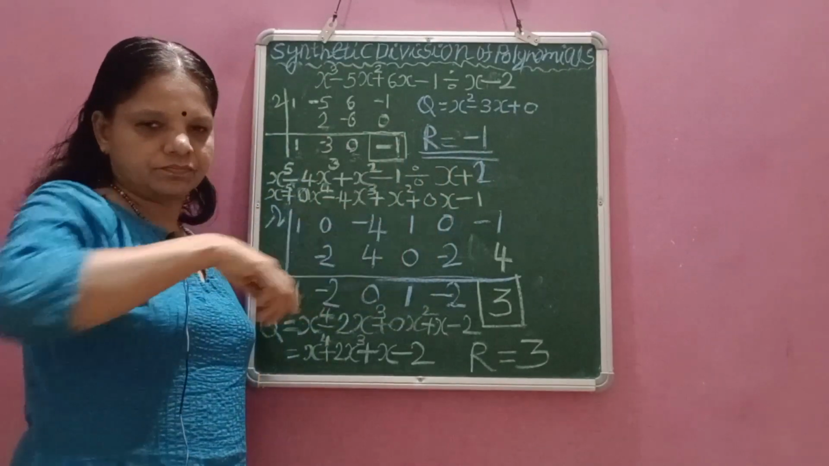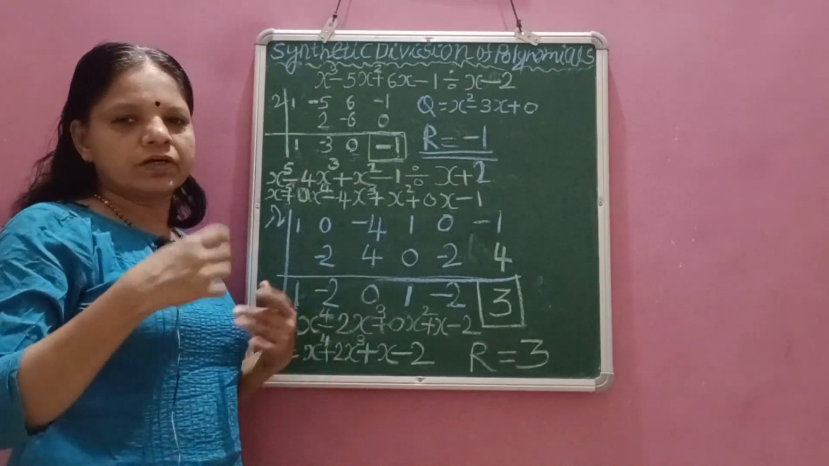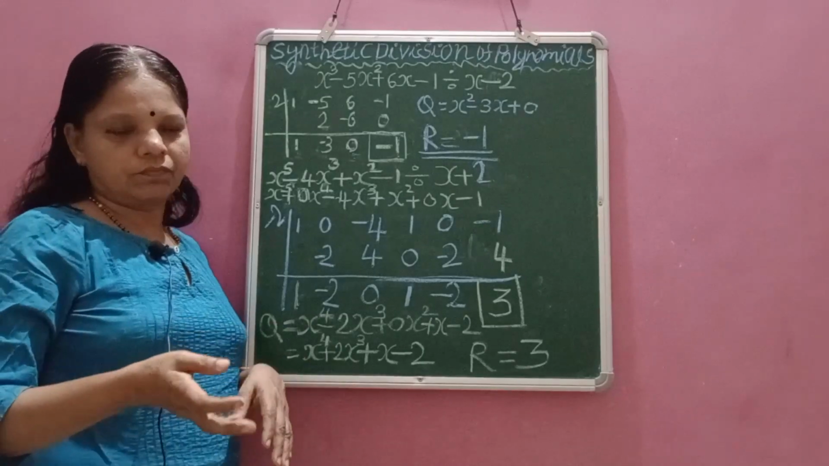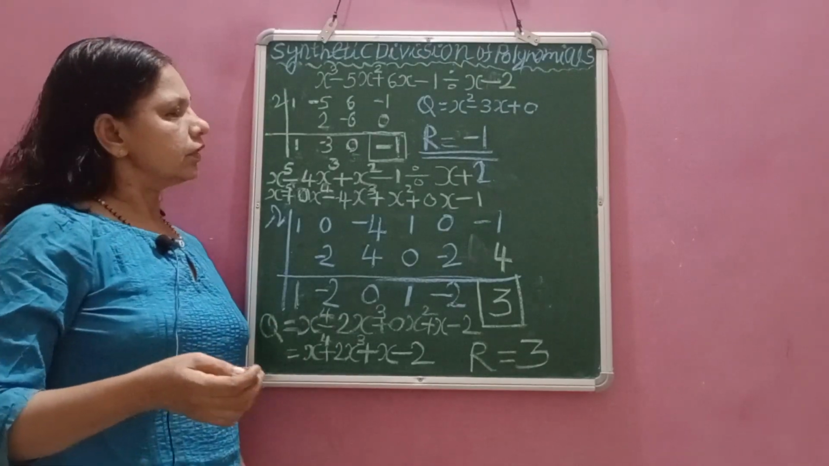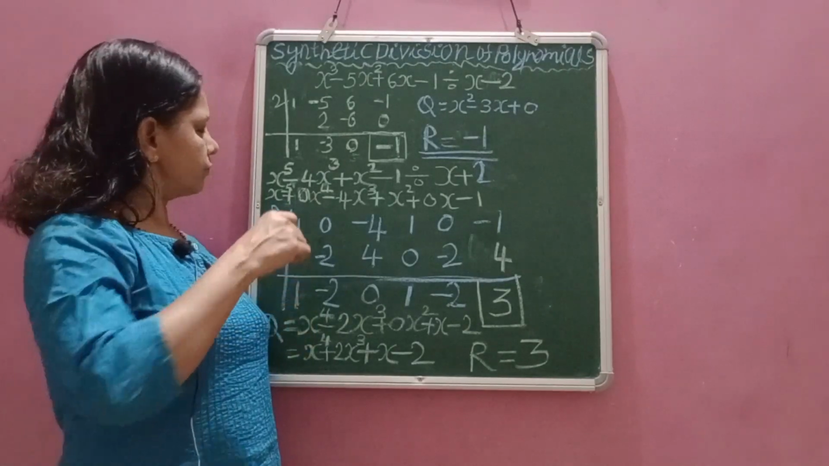Very easy it is. First write the dividend in the coefficient form. You will get the quotient in the coefficient form. Again write in the index form. Understood? That is the method of synthetic division. One more example, you see.